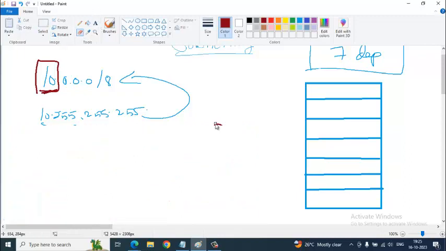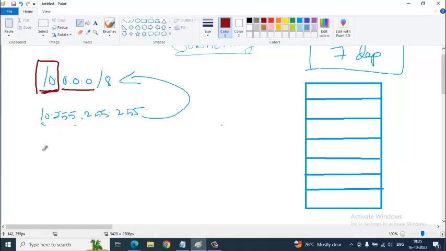We can make use of the host bits. We can take some host bits and use them as network bits. By doing so, we can have new subnets.